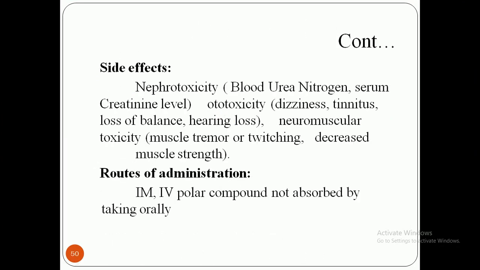Now come toward the side effects which are reported after administration of aminoglycosides. They may cause nephrotoxicity, which is the major side effect of the aminoglycosides. Nephrotoxicity means toxicity of the kidney, with raised blood urea nitrogen and serum creatinine levels. Ototoxicity includes dizziness, tinnitus, loss of balance, and hearing loss. Neuromuscular toxicity includes muscle tremor or twitching, and it decreases muscle strength.